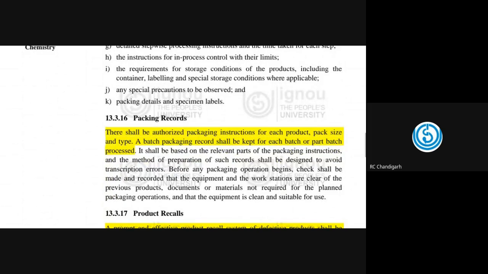Packing records. There shall be authorized packaging instructions for each product, pack size, and type. A batch packaging record shall be kept for each batch or part batch processed. It shall be based on the relevant parts of the packaging instructions, and the method of preparation of such records shall be designed to avoid transcription errors.